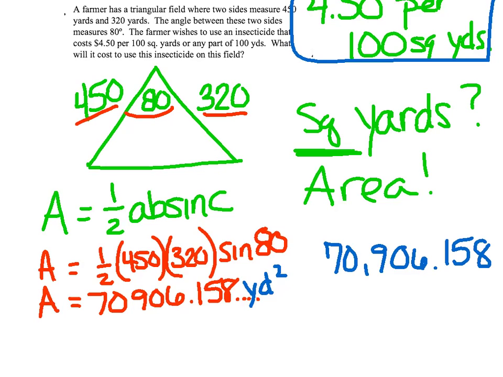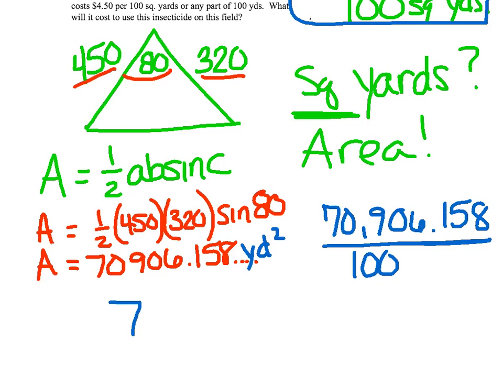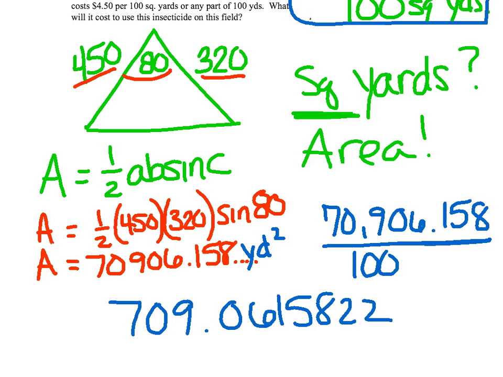Now don't round that number. We need an exact answer, so just take the number on your screen and hit divided by 100. I get 709.0615822, and again, don't round that number, because it said it's $4.50 for every 100 yards you have.